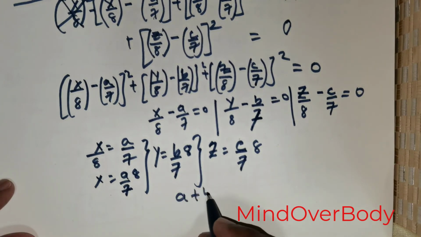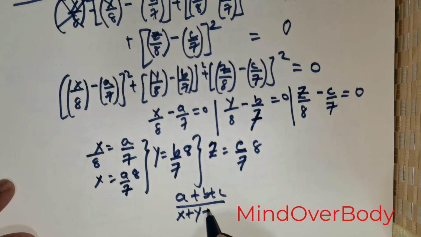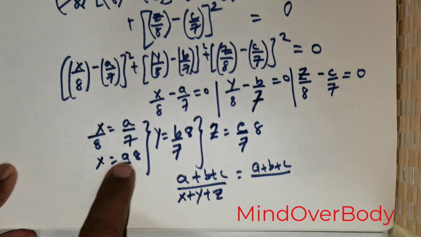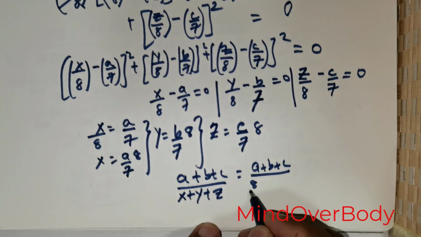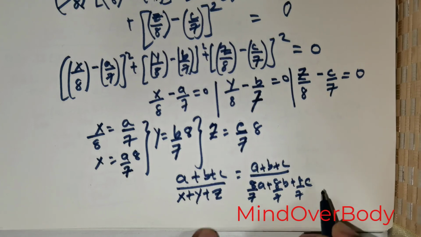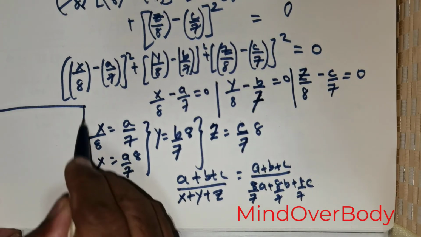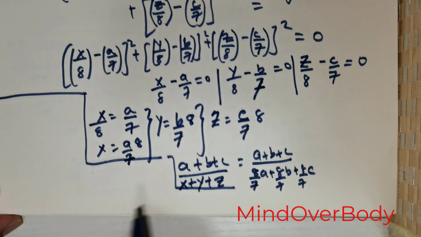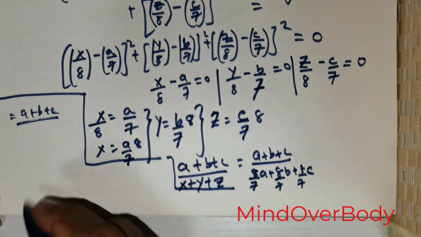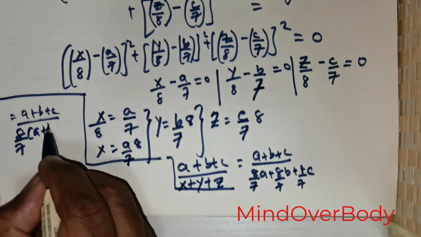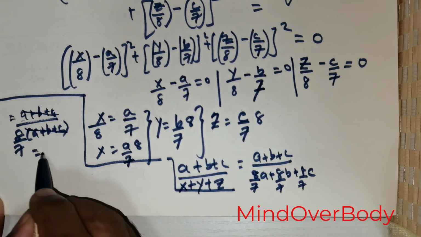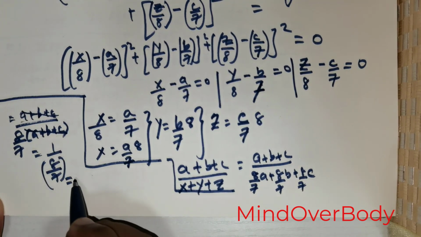Now we are asked to find (a plus b plus c) divided by (x plus y plus z). The numerator a plus b plus c, I'm just retaining as it is. In place of x, y, z, I'm going to substitute 8/7 times a, 8/7 times b, 8/7 times c. So this is (a plus b plus c) divided by, now 8/7 can be taken out, and then we get (a plus b plus c). Now I can cancel a plus b plus c with a plus b plus c, so I get 1 over 8/7. When I flip it, I get 7/8.